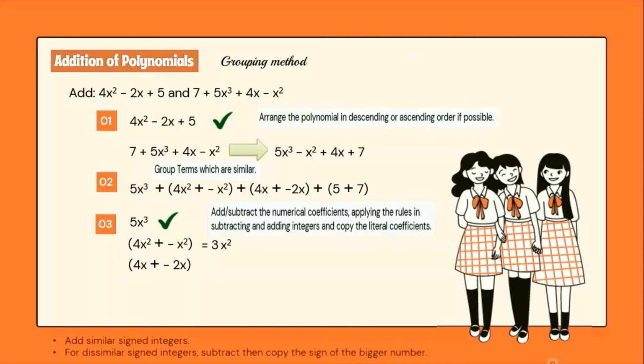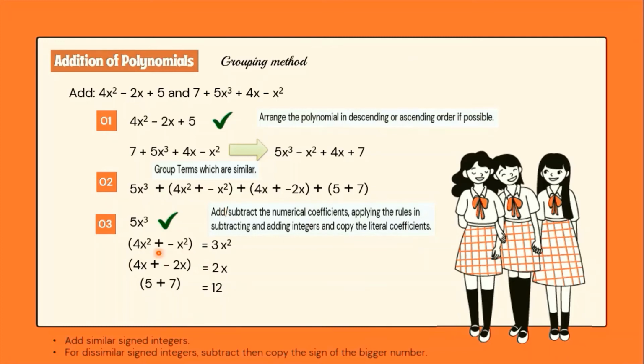Next, 4x plus negative 2x. Numerical coefficient ay 4. Ito naman, negative 2. So, different signs sila. 4 plus negative 2. Kaya kailangan natin mag-subtract. 4 minus 2 is 2. At ang sign ng bigger number na 4 ay positive. Kaya magiging sagot natin dyan ay positive 2. And then, copy the literal coefficient x. Constants tayo, 5 plus 7 is equal to 12.